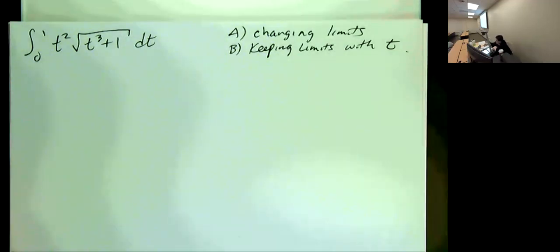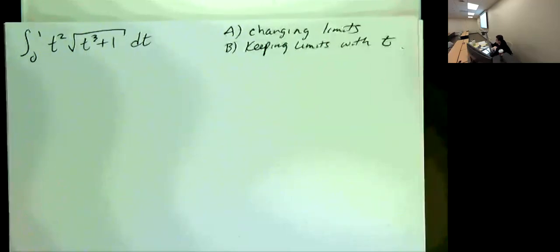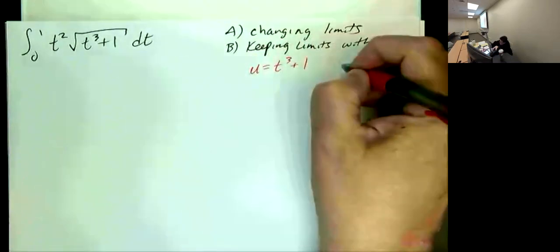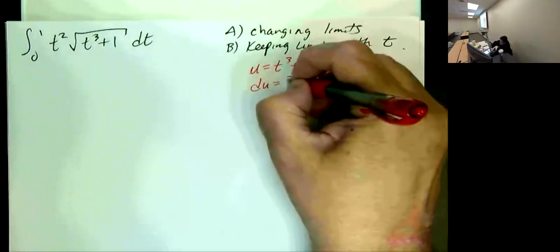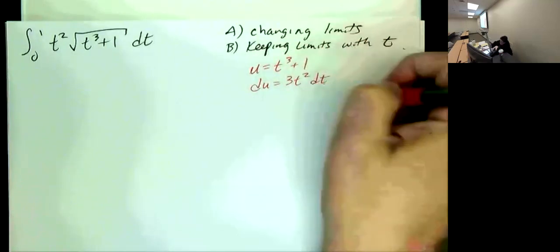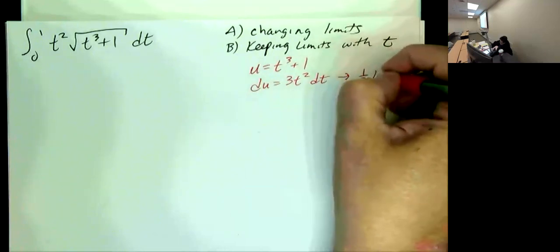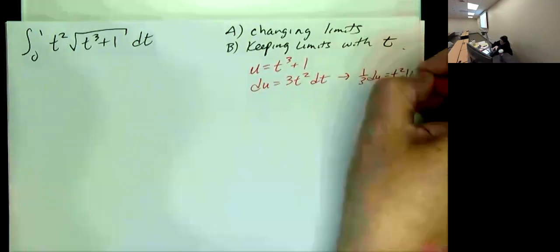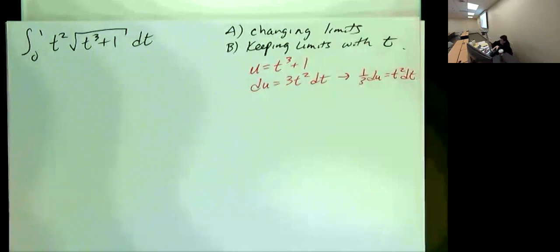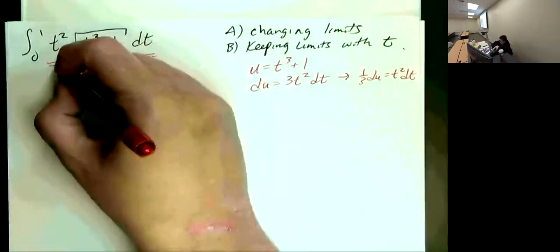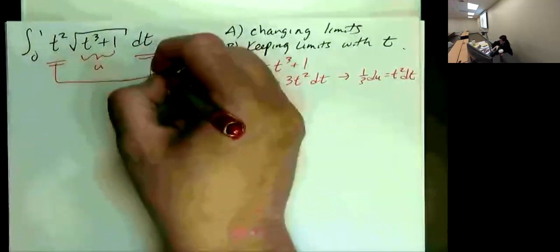What's my u sub look like here? Dalton? That looks like a good u sub to me. So du equals 3t squared dt, and 1/3 du equals t squared dt. So that's my u, and these two are my 1/3 du.